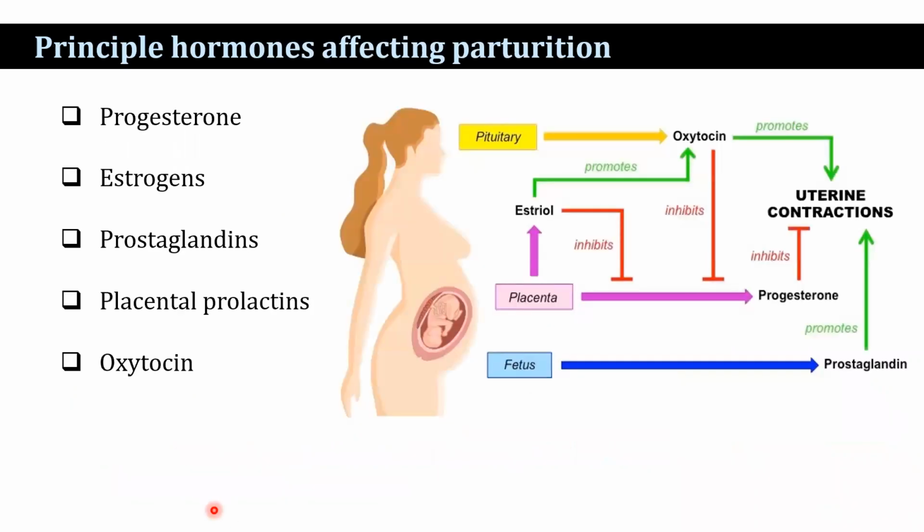The main hormones are progesterone, estrogen, prostaglandin, placental prolactin, oxytocin, and also fetal adrenal cortex, relaxin, and the endorphin. These are the hormones that are involved during parturition.